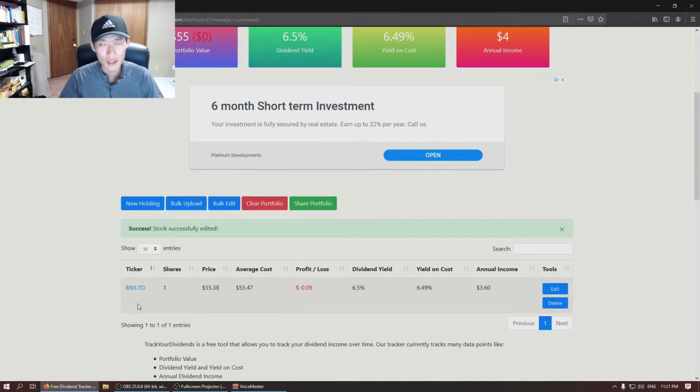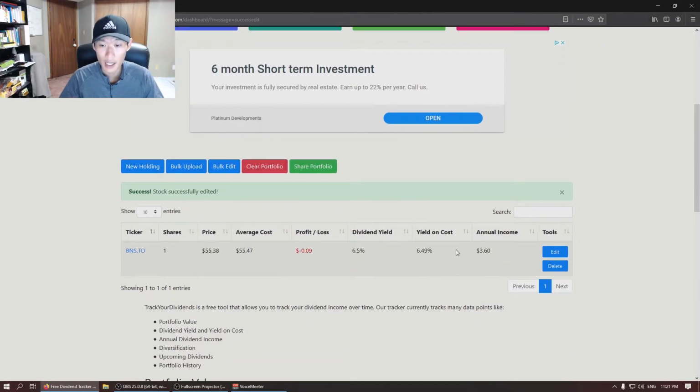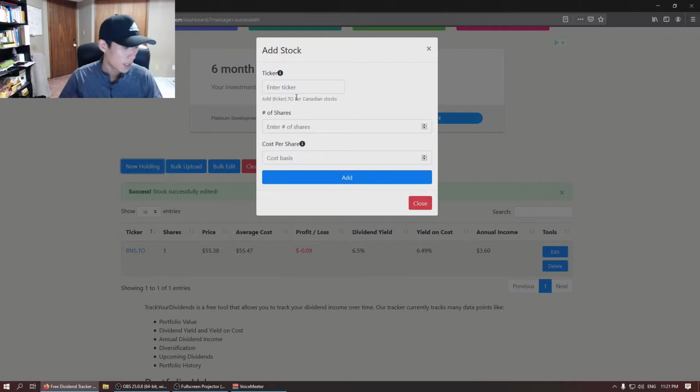So on, I think it was Wednesday, we bought one share at the average cost of $55.47. We lost 9 cents. That was the current dividend yield now, and the yield on cost for us is 6.49, annual income of 3.6. And so we are going to add a new holding, and this is a great way to track your dividends, like I said. We are going to put in the ticker symbol BNS.TO, not that one, this one, because we are in Canada.